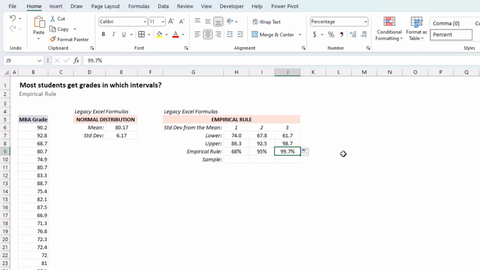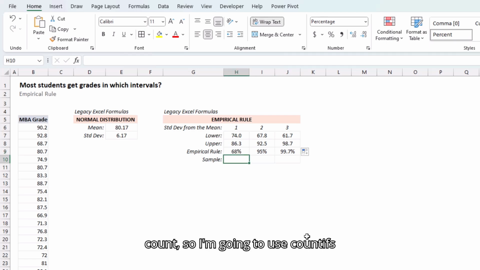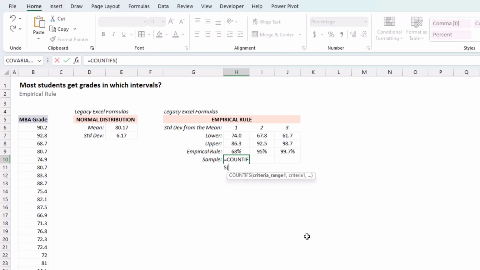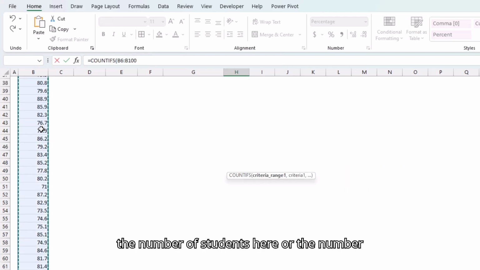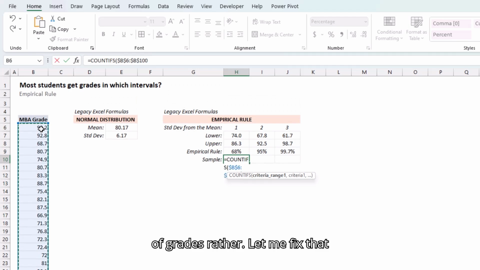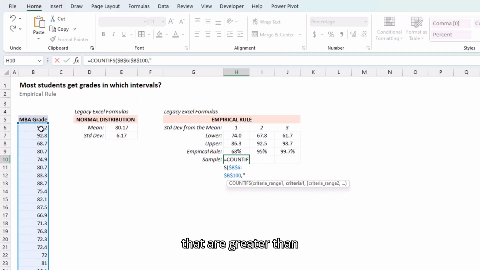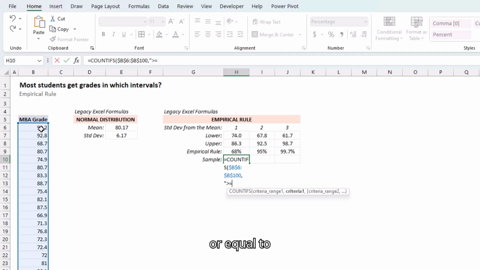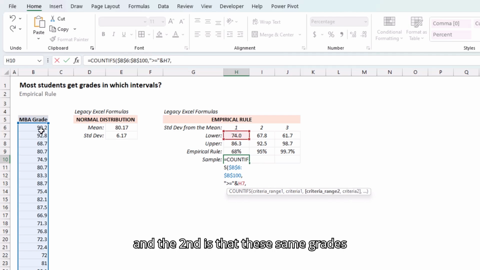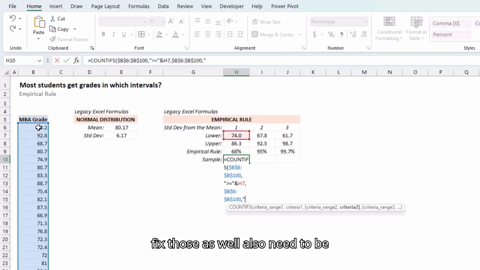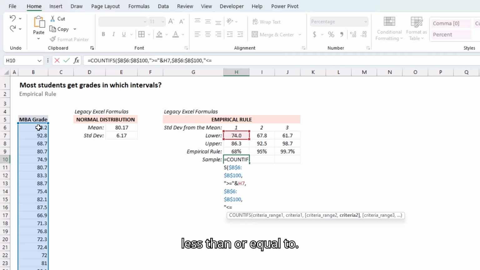So what we can do now is check to see if these students from our sample are distributed in the same manner. So let's calculate that. We want to count, so I'm going to use COUNTIFS. The number of grades, and let me fix that, that are greater than or equal to 74. That's our first criteria, and the second is that these same grades, fix those as well, also need to be less than or equal to 86.3. Let's close our function.